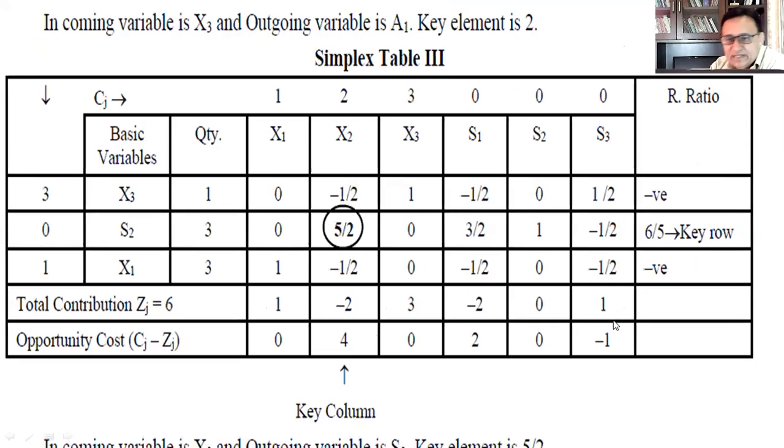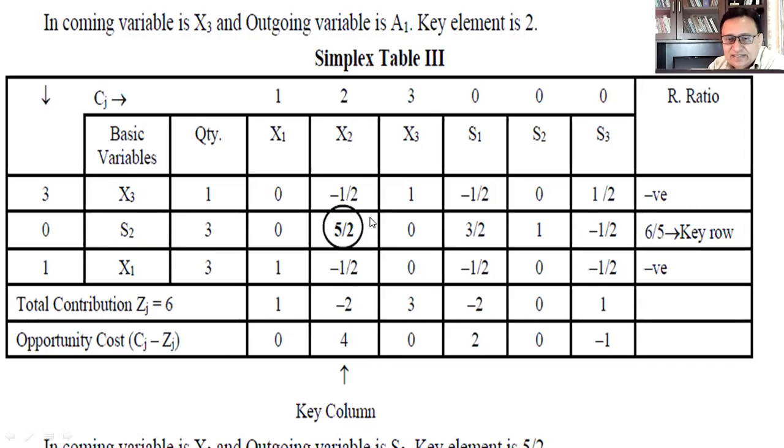Similarly, we will form the third simplex table. And in the third simplex table also, when you calculate the Cj minus Zj value, 4 is there again, which is the maximum value. 2 is positive again. So it means the highest, 4, will be taken. So x2 will enter the solution, and for the exit variable, we will find the ratio.